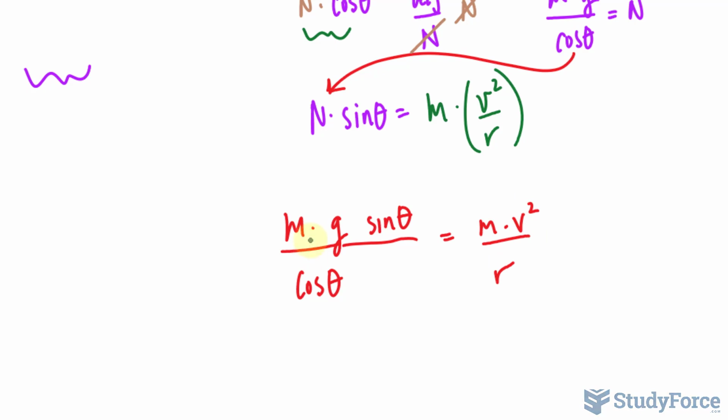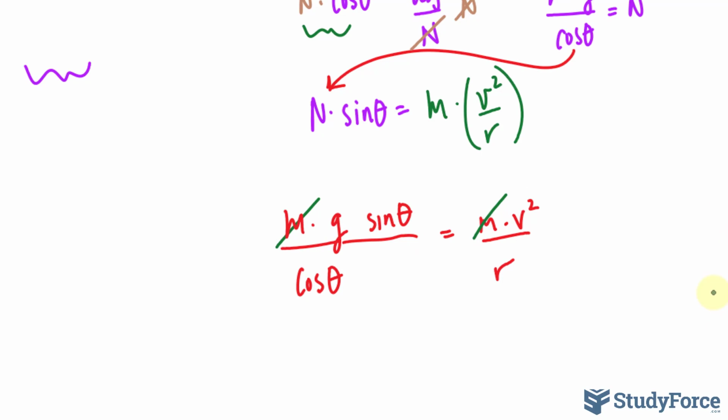Luckily, this m and this m will cancel out because they're on both sides, so dividing both sides by m gets rid of them. Sine over cosine is an identity for tangent. So you can replace sine over cosine with tangent theta if you like. It's not necessary, but you could. I'm choosing not to, so let's just leave it the way it is.